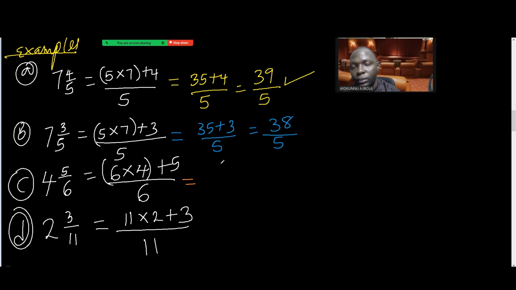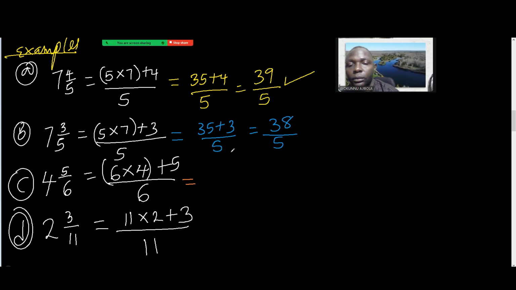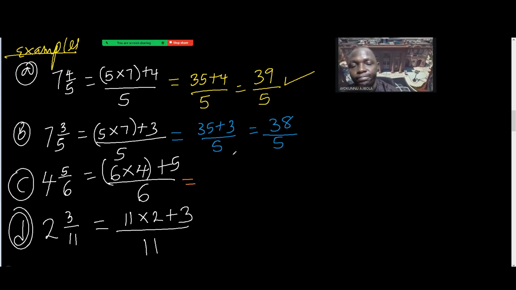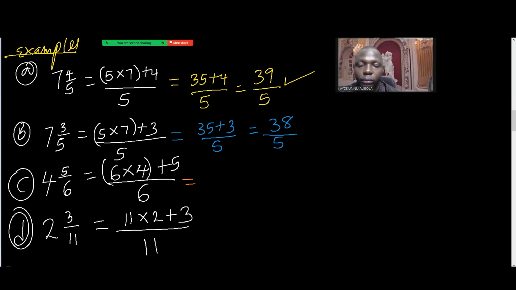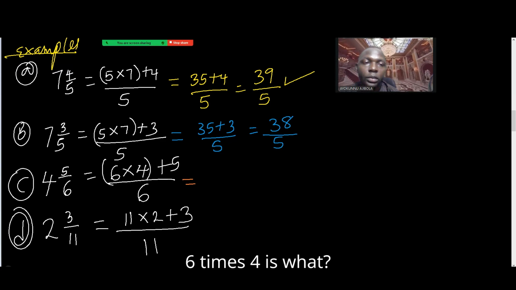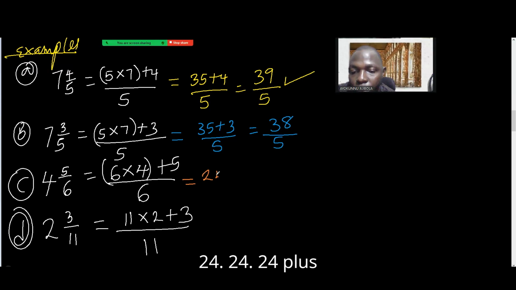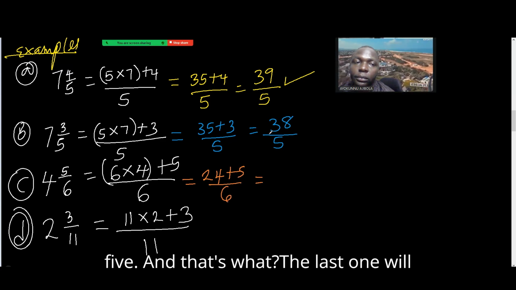Then the next one, 6 times 4 is what? I'm going to look at this one. Well, 6 times 4 is what? 24. 24 plus 5. And that's what? That's going to be 29.